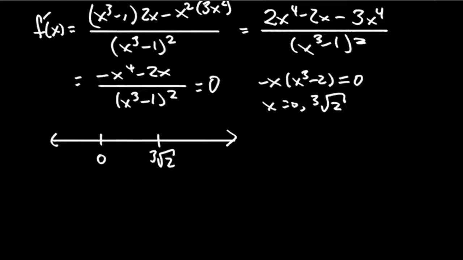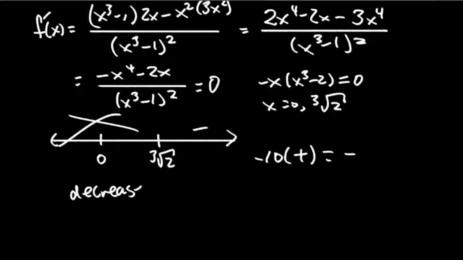We know that the bottom is going to be positive no matter what. So let's just take this factored form and plug in something that is in this range. Let's just plug in like 10 or something. If you put in 10, then we'll get negative 10 times something, and 10 cubed minus 2 is obviously going to be positive. So we get something negative, therefore the thing decreases there. So it decreases on cube root of 2 to infinity.